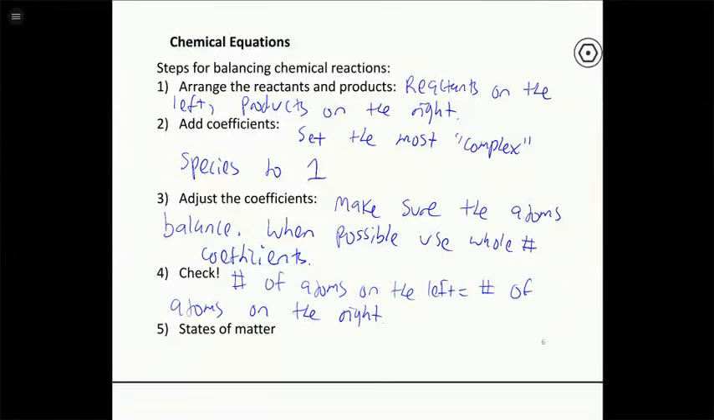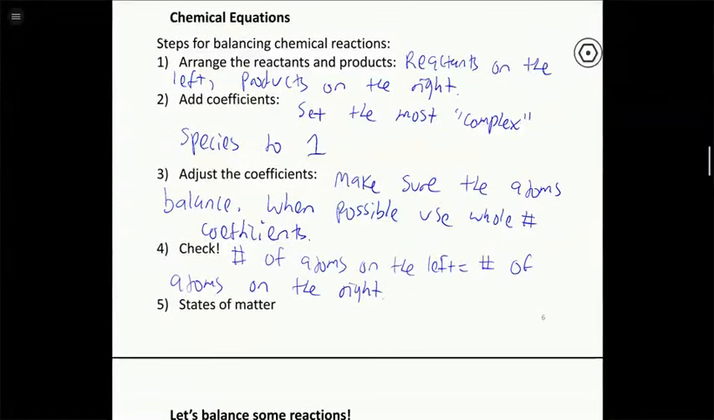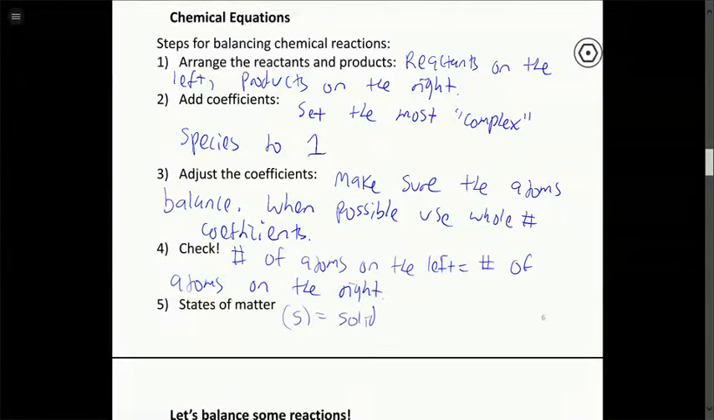And then finally, one other thing that's often indicated in chemical equations, and it's not going to affect the way that we use these when we're doing problems, but it is an important point in some cases, is the states of matter: whether the species involved are solids, liquids, or gases. You'll sometimes see little letters in parentheses next to the species in the chemical equations. An S means it's a solid, L means it's a liquid, and G means it's a gas.